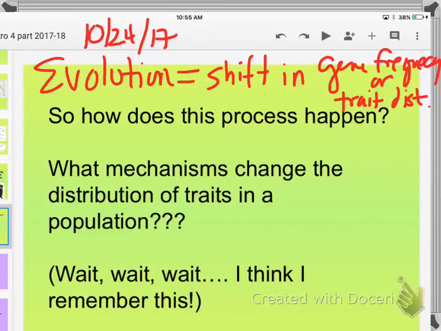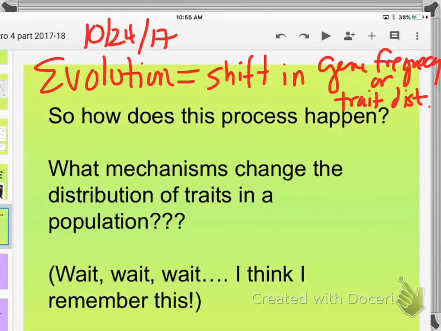Evolution is a change in gene frequencies, a shift in gene frequencies, or a change in the distribution of traits in a population. And what we really want to know is, how does this process happen? So did we see evolution in clipbirds? Did the clipbird populations evolve at all? Was there a shift in distribution of traits?